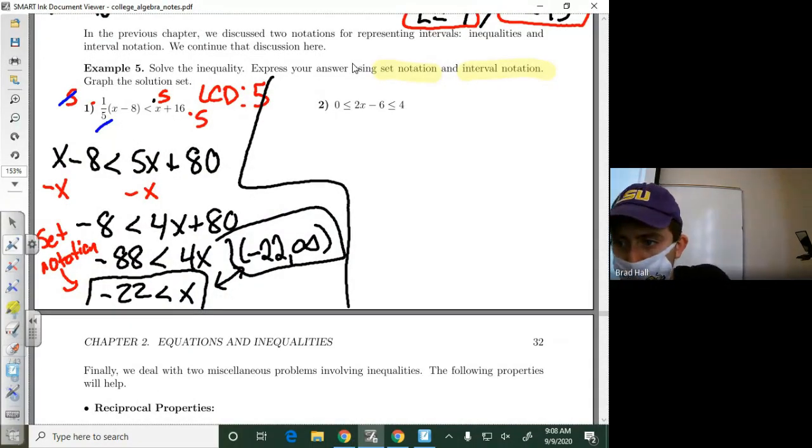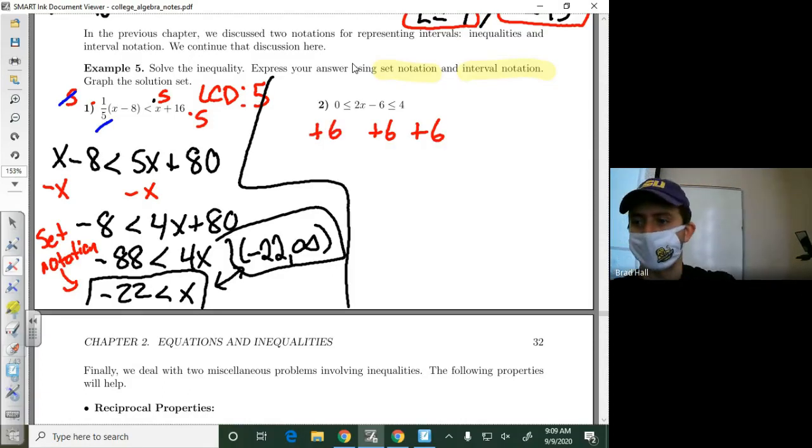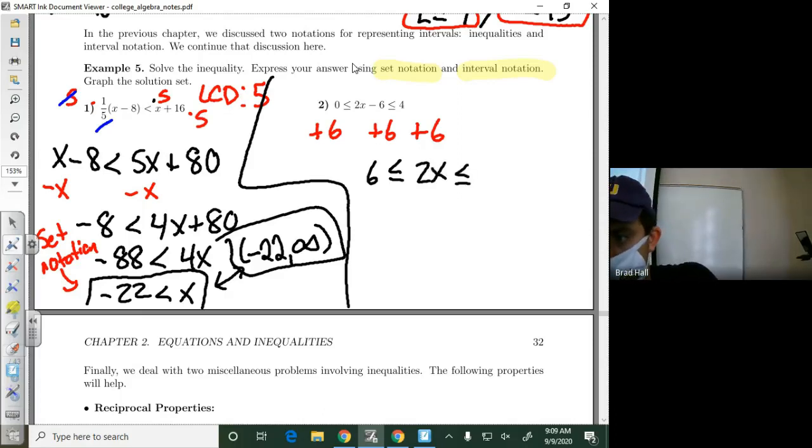If not, we'll look at problem 2, which is a compound inequality. Compound in the sense that there's inequality symbols on both sides. So that means if you were to solve for x, say add 6 to both sides, well, really you're adding 6 to all the sides, because this is a compound inequality. So now it's 6 less than or equal to 2x less than or equal to 10. And then dividing by 2, 3 less than or equal to x less than or equal to 5.